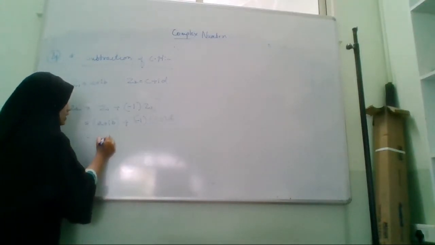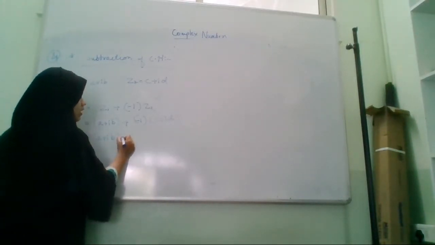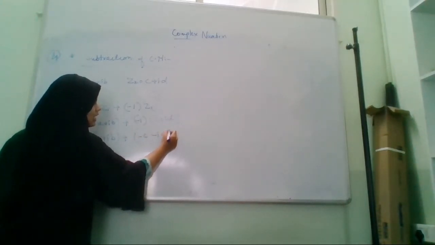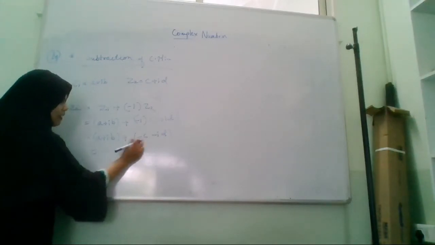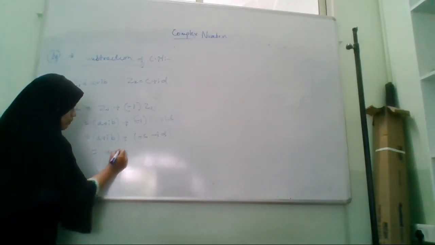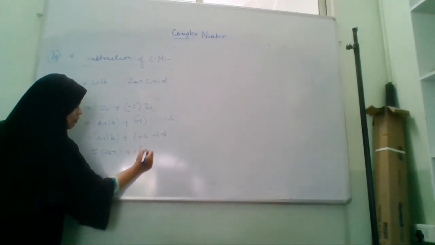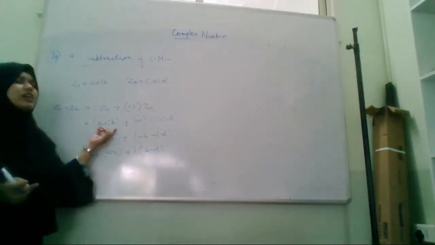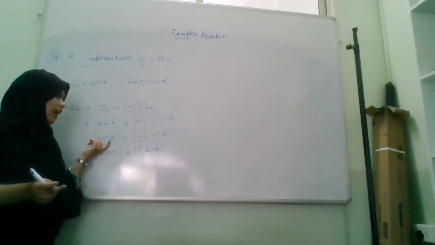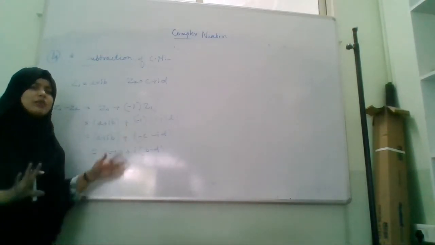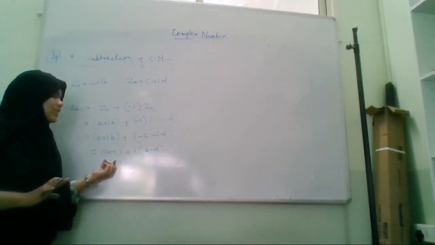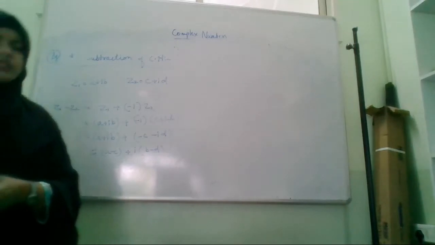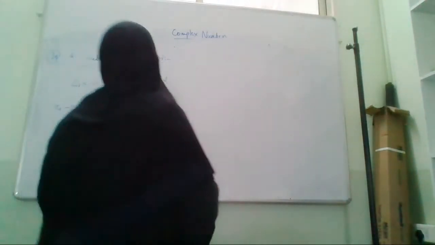Now this is a plus ib as it is, plus, taking the scalar multiplication, minus c minus id. Now here it is a plus minus c, so a minus c, plus, taking i common, b minus d. So in short, like in addition we add the real parts and imaginary parts, in a similar manner you have to subtract the real parts and imaginary parts. Same as addition only.